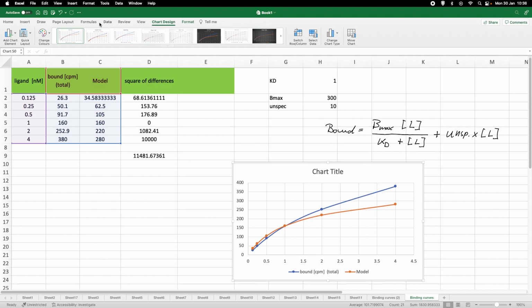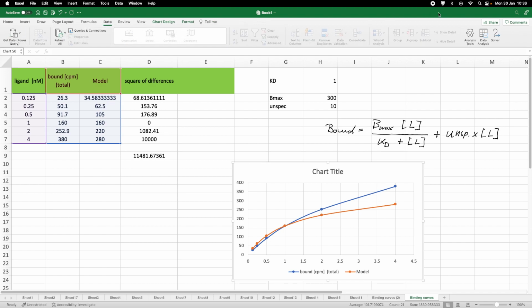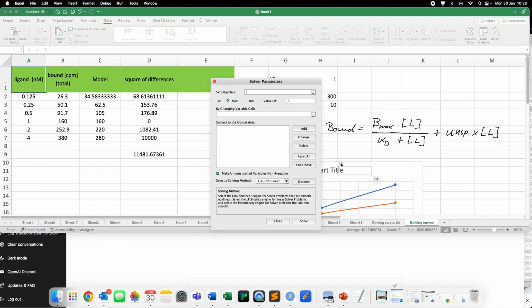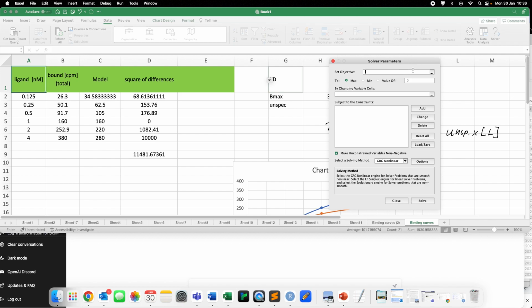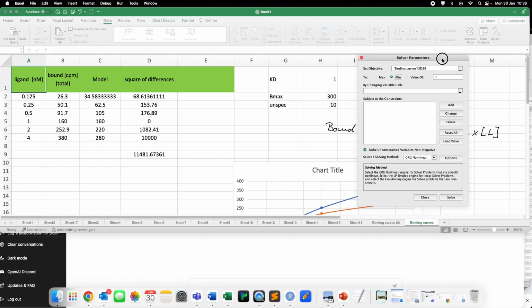Now let's run the solver. So we go to data and we go to solver. So here we come up with the solver. I will leave a link to a tutorial on how to install solver in this description. So what do we want? We want this sum to be as small as possible, because if the differences are really small, then the sum would also be very small. And we want to achieve this by changing the values for KD, Bmax, and the unspecific gradient here. So that's pretty much what we are looking at.